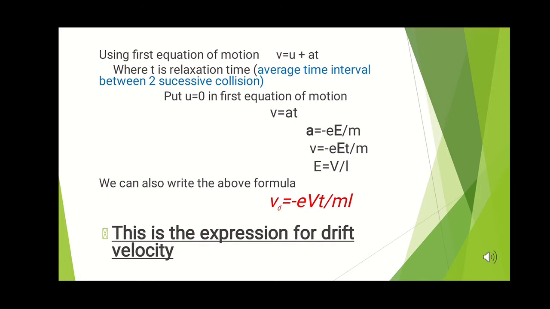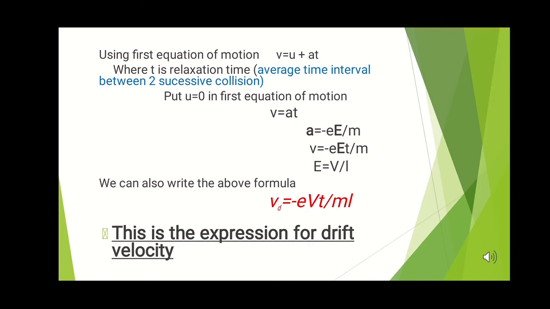The electric field intensity E is equal to the potential difference upon the length of the conductor. Earlier we studied E is equal to minus dV upon dy, but this time we are using E is equal to V upon L, where V represents the potential difference across the ends of the conductor, while L represents the length of the conductor.